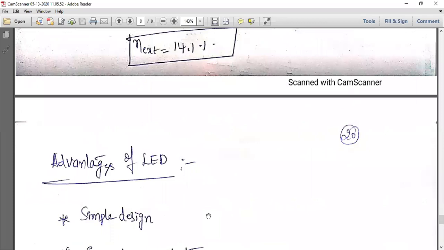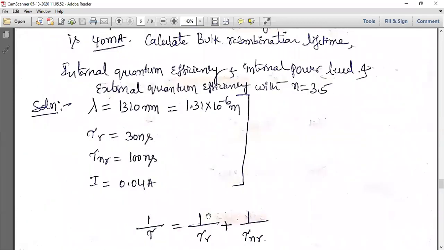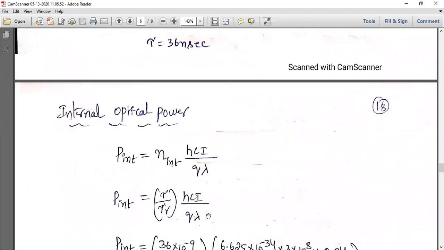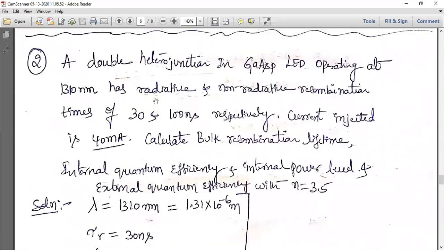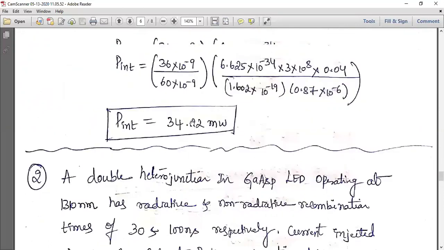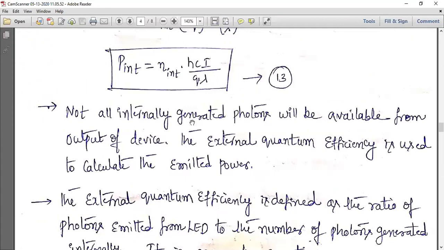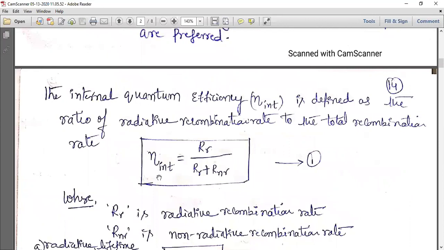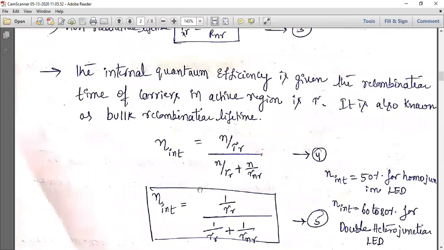Similarly they will ask such problems, and I have done similar kinds of problems. Just be careful with the radiative and non-radiative recombination times and the recombination rates. If it is rates, it is Rr and Rnr. If it is times, it is tau r and tau nr, because the problems for Rr and Rnr are different from the problems for tau r and tau nr. For Rr and Rnr, you have to calculate the internal efficiency using this. So you should be careful.